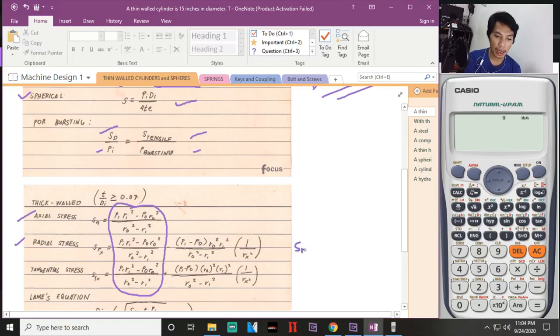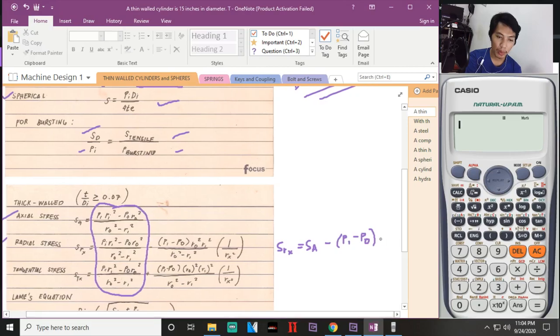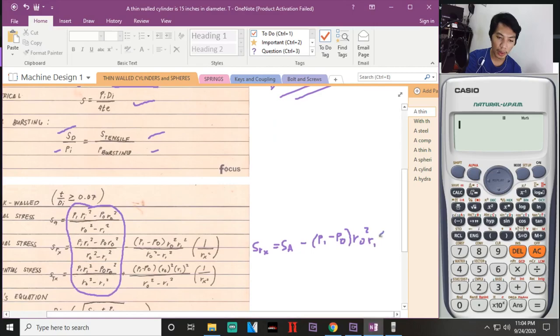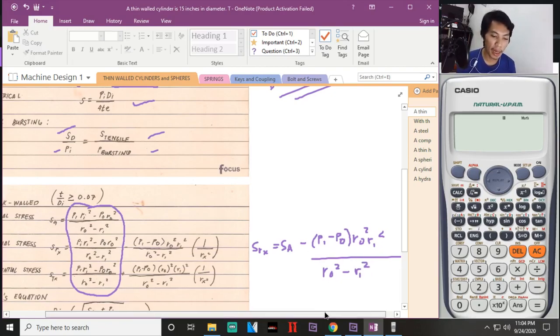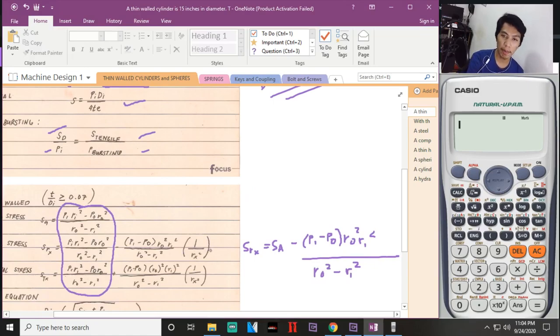So, SR, pag radial, that is SA minus Pi Po Ri squared Ro squared, P minus O, over Ro squared minus Ri squared. Nakasquare pa rin. Laging nakasquare yung Ro squared minus Ri squared sa baba. Okay? Sa taas na nagkakaiba. Now, may multiplier tayo dyan. Depende yung multiplier mo. Okay?